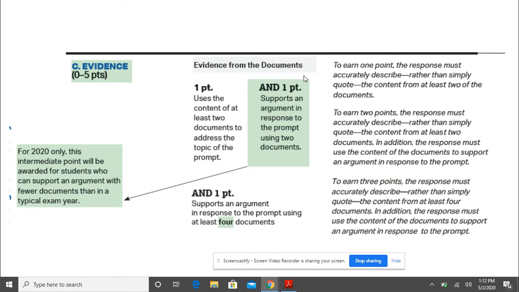But going and using it to support an argument that this is what this document did in history, and here's why it shows commonalities, or here's why it shows differences. That's how you get that other point.